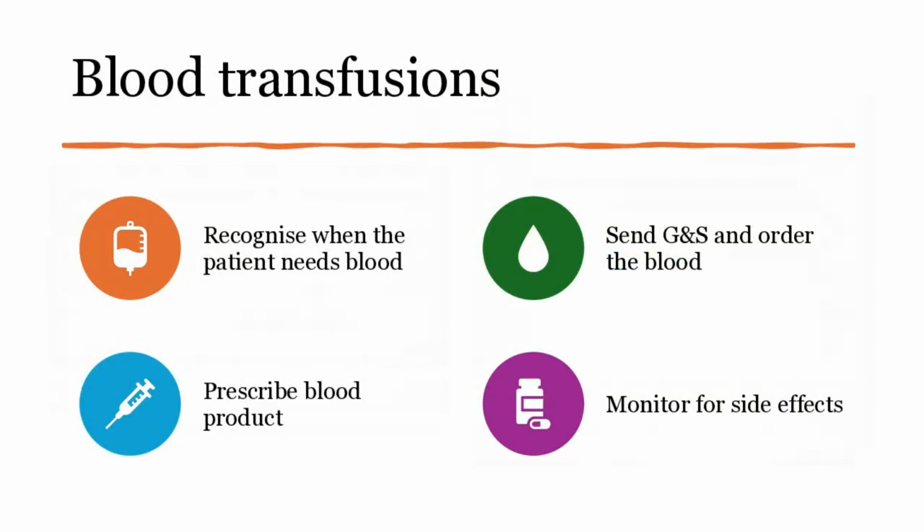Okay, so I think we're going to move on to blood transfusions now, having done quite a lot on antibiotics. So firstly, we're just going to run through the steps for blood transfusions. Firstly, you need to recognize when a patient actually needs blood and a transfusion. Then you need to make sure you've sent up an up-to-date group and save and order the blood from the blood bank. Then we'll need to prescribe the blood on the paper prescription, how many units, what kind of blood product, and then we need to monitor for side effects and evaluate if they need any further units.